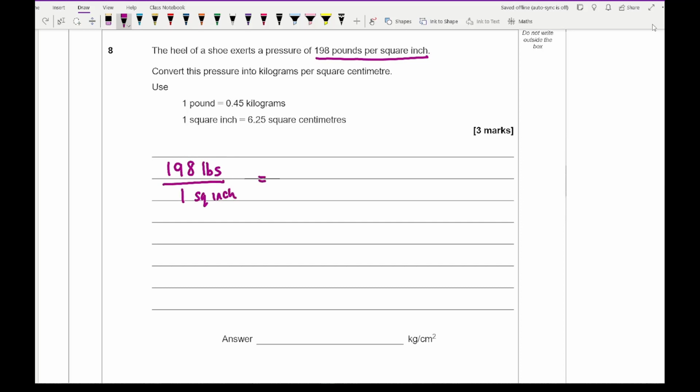Now I want to convert that so that I've got kilograms over centimetre squared. So to convert 198 into kilograms, I'm going to multiply by 0.45. And if I do just that, I get 89.1. And to convert 1 square inch into centimetres, well then I need to multiply that by 6. Oh, I don't know what that is. Let me just correct that.